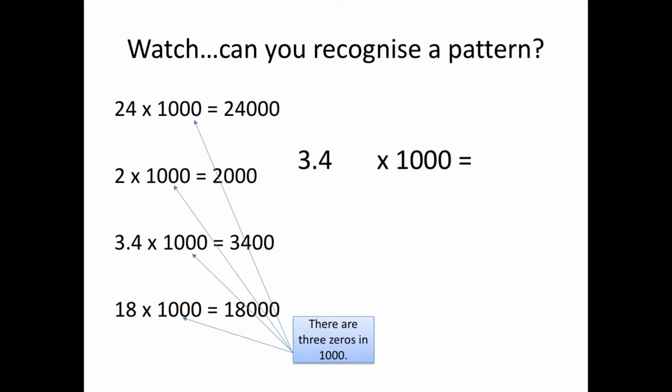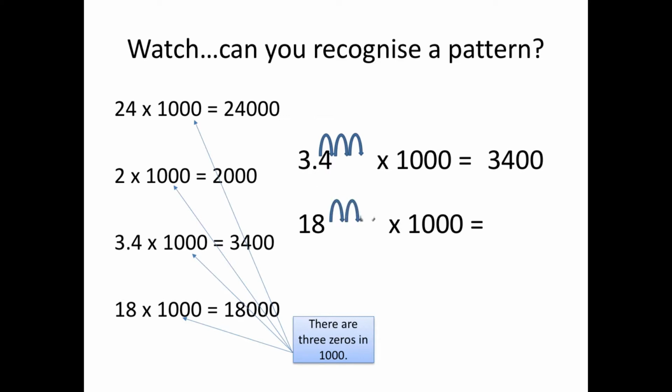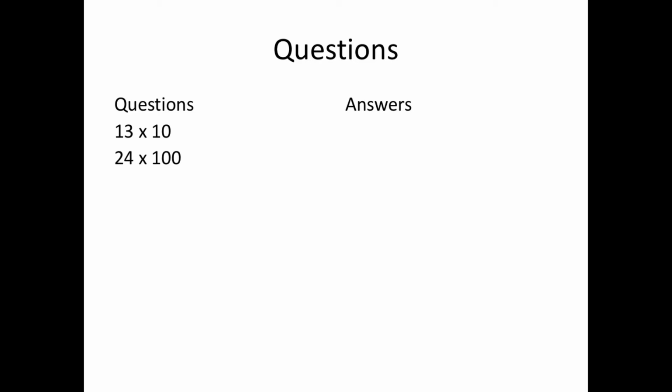Let's have a look at 3.4 for example. 3.4, we're going to go 1, 2, 3. Because we've got a decimal point in there, we have to move it three places to the right and add two zeros to fill those two gaps. 18 times 1,000, there's no decimal point, so we just go from the end of the number three times, giving us 18,000.